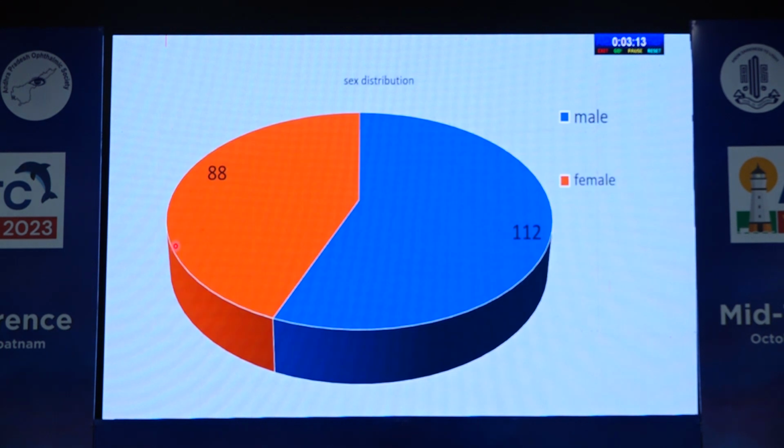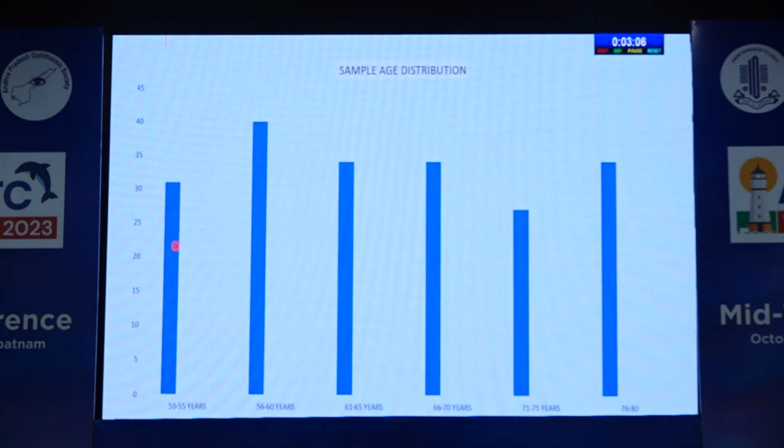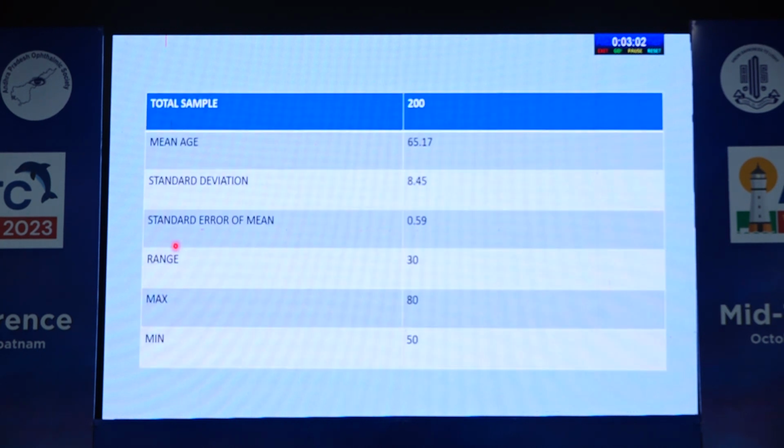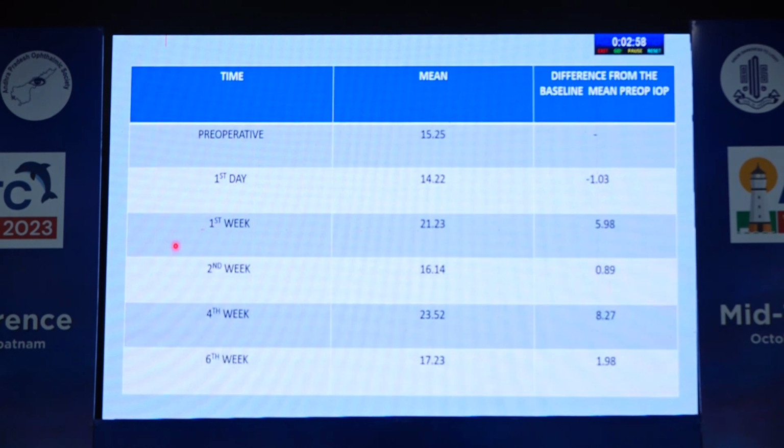And the males were about 112 and females were 88. And this is the age distribution between 18 and 80, and the mean age was about 65.1.